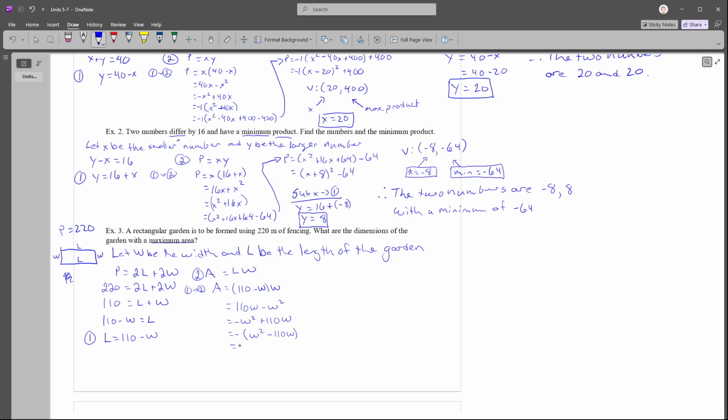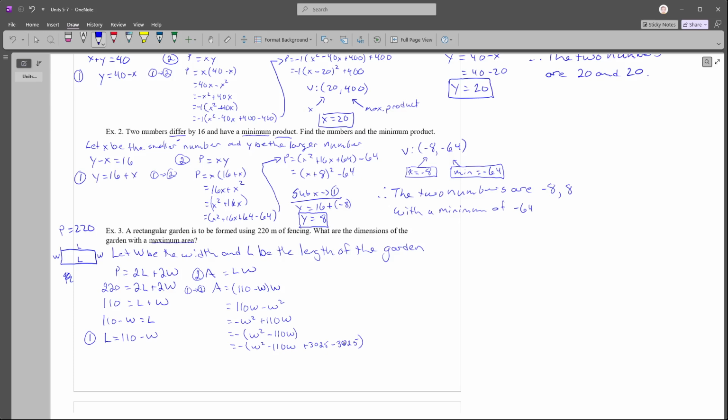Okay, go to the next step. We leave the negative 1 outside. We still have our W squared minus our 110W. Now we got to take half of 110. That's 55. Okay. And then we got to square that. Now you can pull out your calculator, and when you do, you're going to realize that this is a value of 3,025. We need to add and we need to subtract that. Oops. I did 3,024. There we go. 3,025.